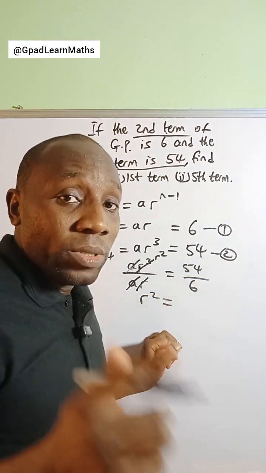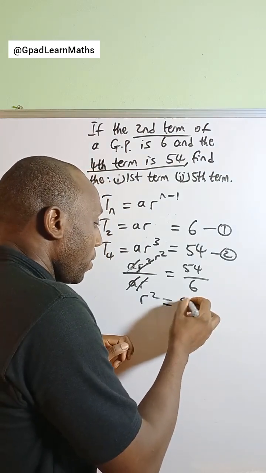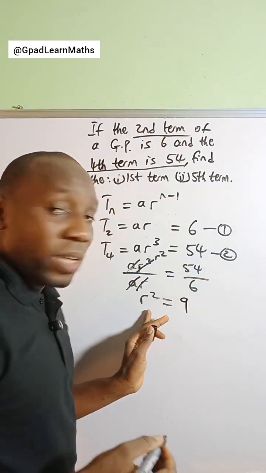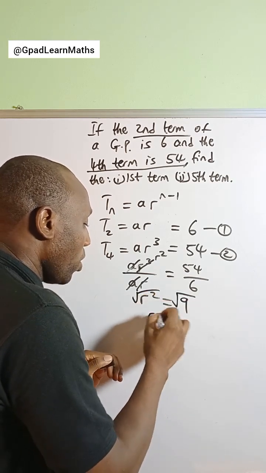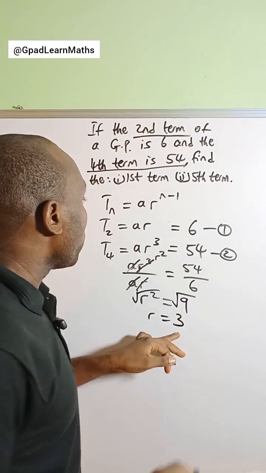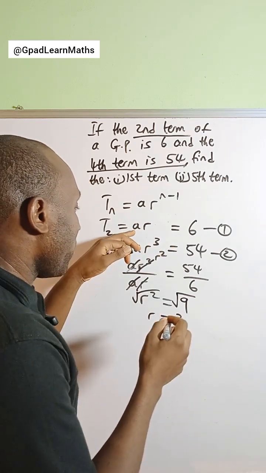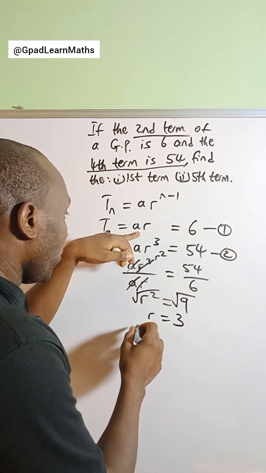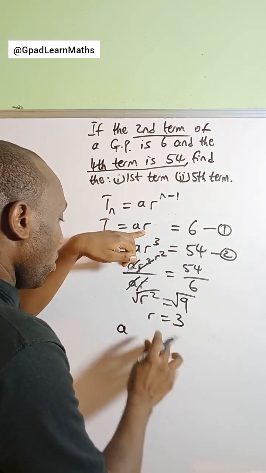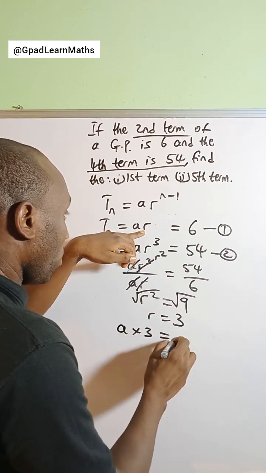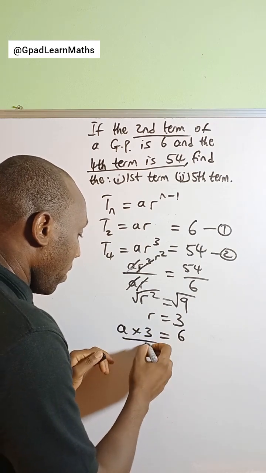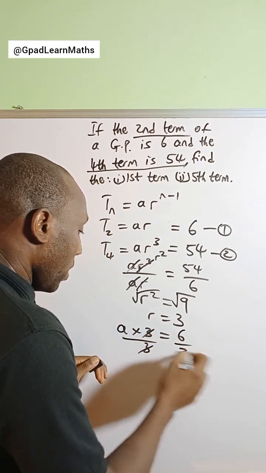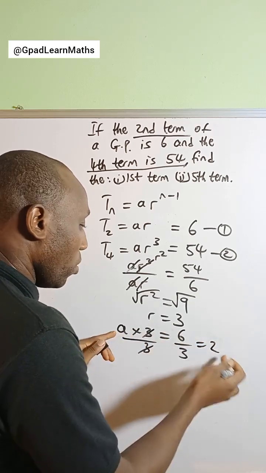54 divided by 6 is what? 9. So you write 9 here. And then when we square root both sides to get the common ratio, the common ratio is what? 3. So we have gotten the common ratio. We can easily get the first term using equation 1. So a r is what? a times 3 is equal to 6. Divide both sides by 3 to get the value of a. So a is equal to 2.